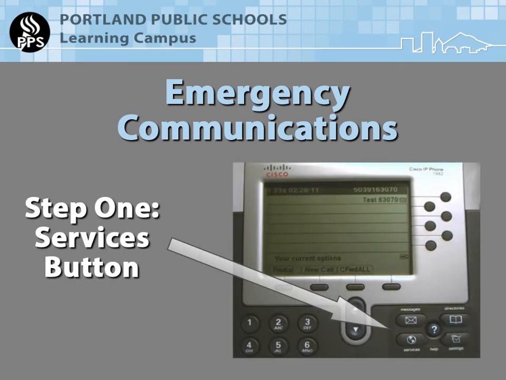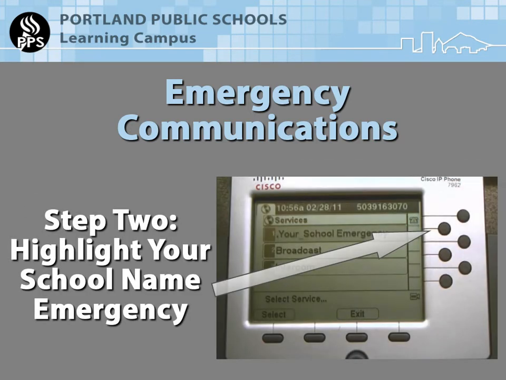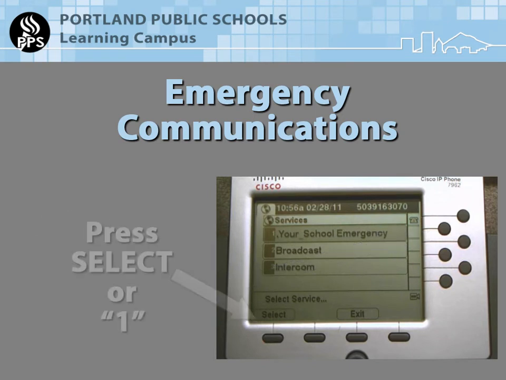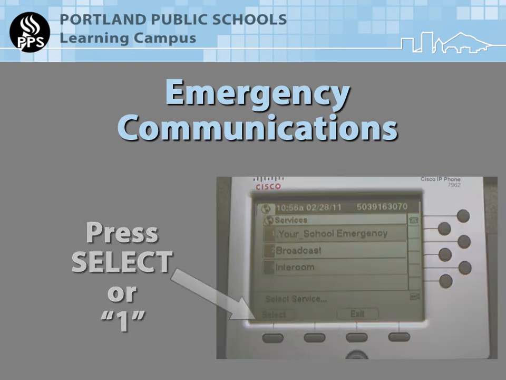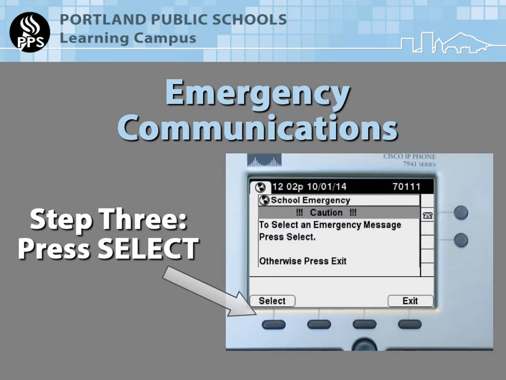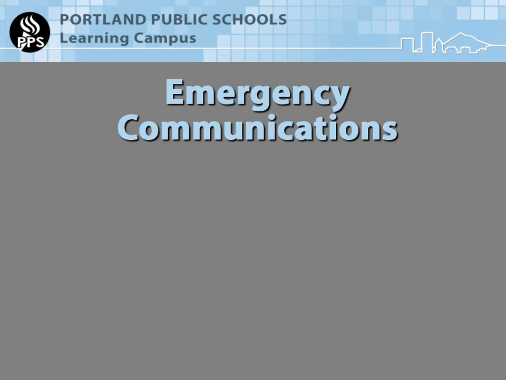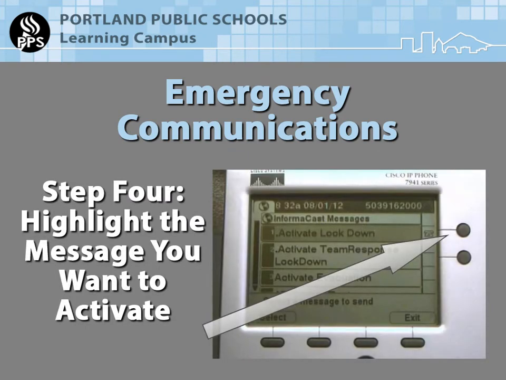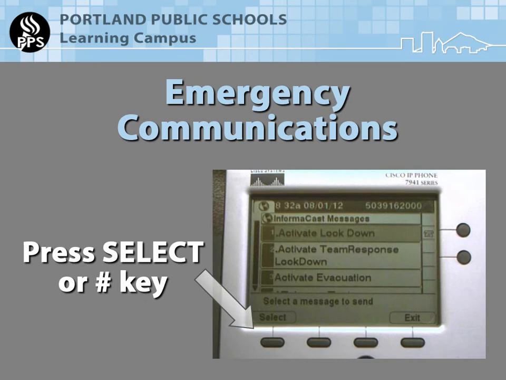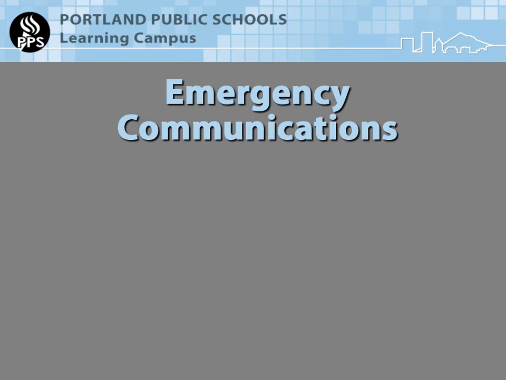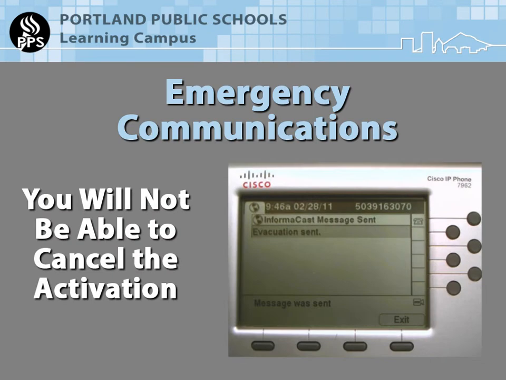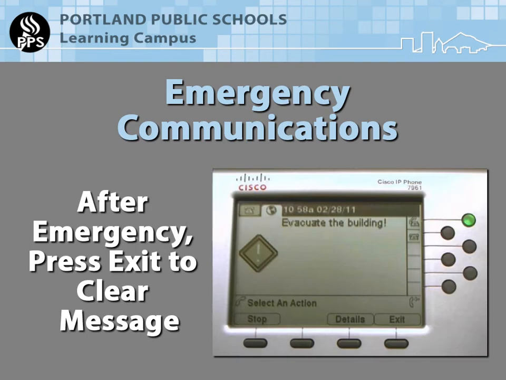Step 1. Select the Services button on any phone located in the school. Step 2. Highlight your school name, the word Emergency, and press Select or press 1. Step 3. At the confirmation page, press Select. Step 4. Highlight the message you want to activate and press Select or press the number key for that message. Once you have activated the emergency message, you will not be able to cancel the activation. Once the emergency is over, pressing Exit will clear the message from the phone display.